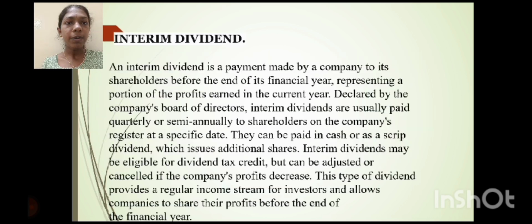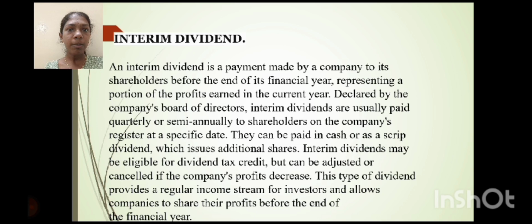And interim dividend. An interim dividend is a payment made by a company to its shareholders before the end of its financial year, representing a portion of the profit earned in the current year, declared by the company's board of directors. Interim dividends are usually paid quarterly or semi-annually to shareholders registered with the company at a specific date. They can be paid in cash or as a scrip dividend, which issues additional shares.